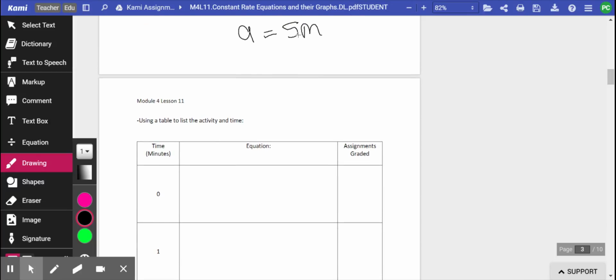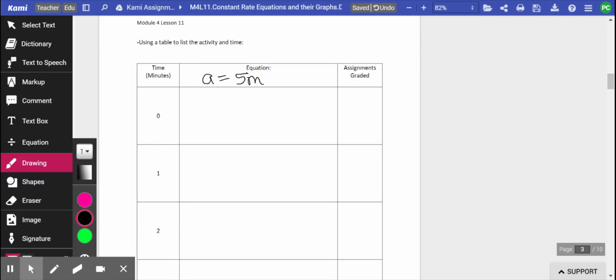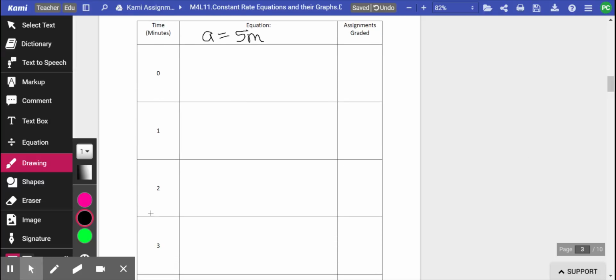I'm going to recopy this equation, A equals 5M, and I'm going to start to use this table to look for how many assignments I can grade in any particular time. Notice here the table is already slightly filled out for me on this side, where this first column goes up and down. This first column represents how much time has passed since I've been grading. The middle has the equation and it has all this big open space. This is what we're going to solve and we're going to show some work.